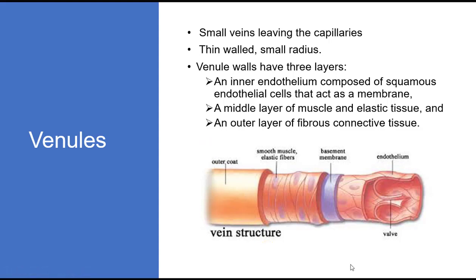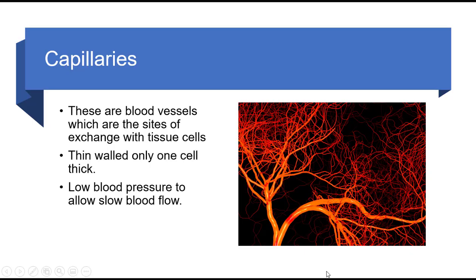So finally, I want to talk about capillaries and their function. Capillaries are generally the blood vessels which are the sites of exchange with tissue cells. They have very thin walls and they are only one cell thick. They have low blood pressure to allow slow blood flow. Capillaries are basically microvessels that are the sites of exchange of many substances, especially oxygen, carbon dioxide, nutrients, and other types of substances that are exchanged within the tissues.